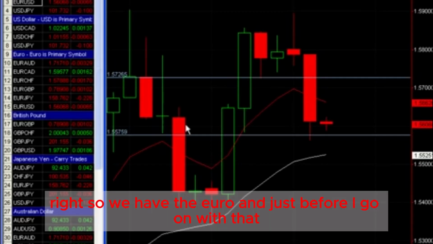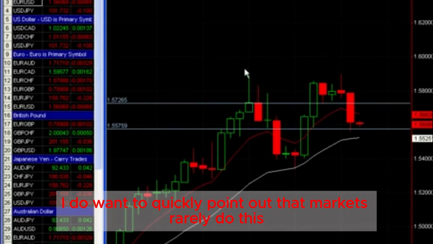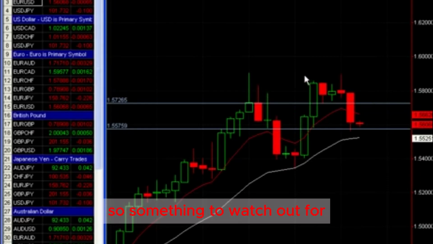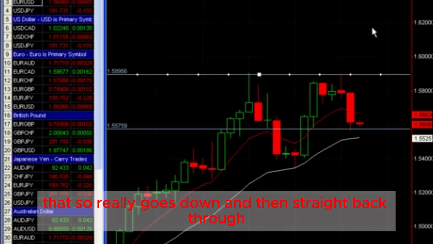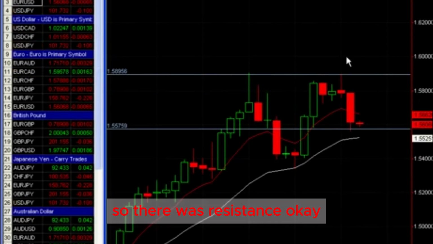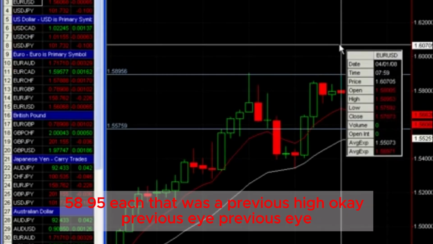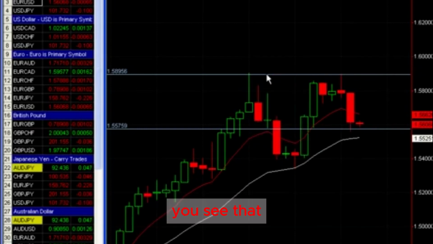Right, so we have the euro, and just before I go on with that, I do want to quickly point out that markets rarely do this. They rarely go down and then straight back up and make a new high. So it's something to watch out for. This is like a V. So there was resistance. The market obviously stalled at 158.95-ish. That was the previous high. Previous high. You see that?